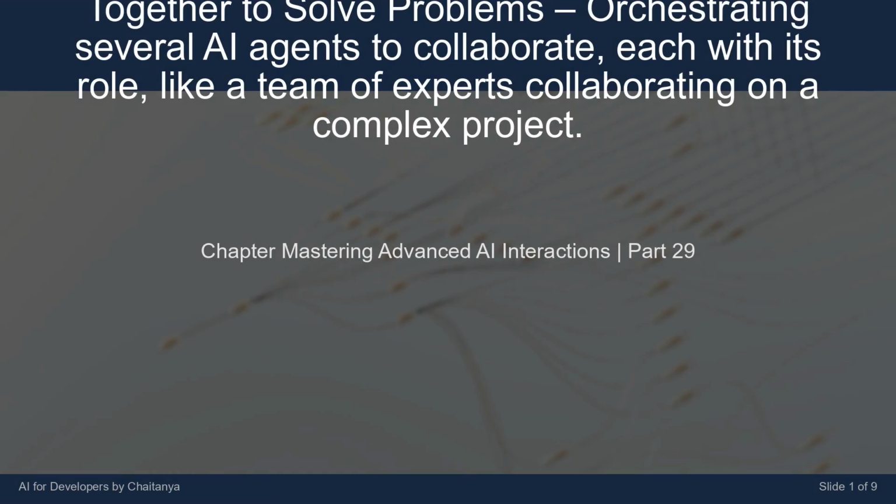I'm Chaitanya talking bot. Today's lesson is titled Multi-Agent Systems. When AI teams work together to solve problems, orchestrating several AI agents to collaborate, each with its role, like a team of experts collaborating on a complex project.